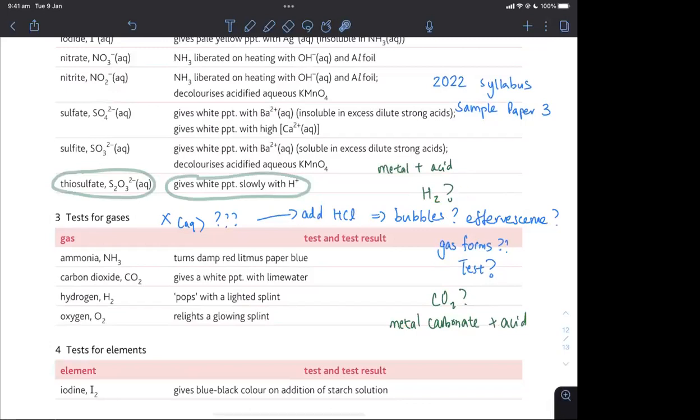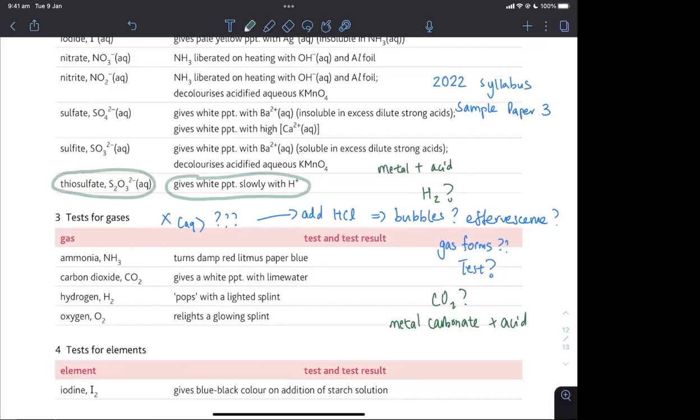But you can test for both gases easily. If it is not hydrogen, most likely it will be carbon dioxide. Okay, hopefully that makes sense. And then you would just say you will give a white precipitate with limewater due to the formation of calcium carbonate, which is insoluble in water.